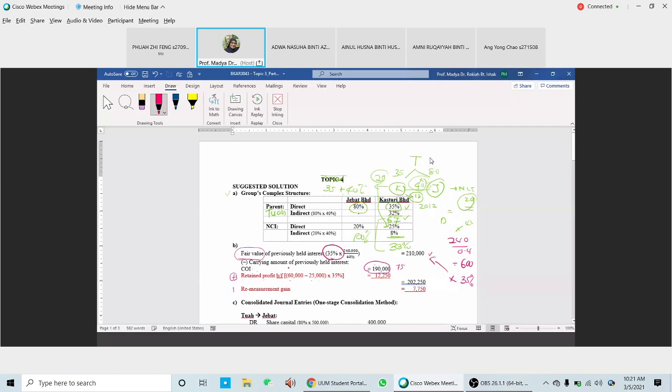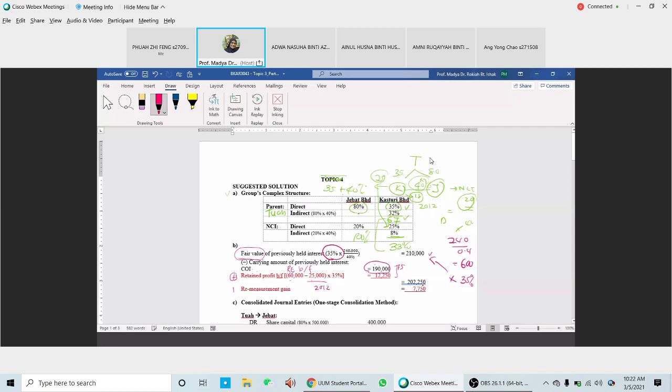60 here is the RE brought forward minus 25. 25 here is the RE at the date when Tuah has an investment in Kasturi, which is a date in 2012. During this date, the amount of RE here is 25. So 60 minus 25, you're going to have 35. 35 times 35% here, so you're going to have 12,250. So add these two figures together.